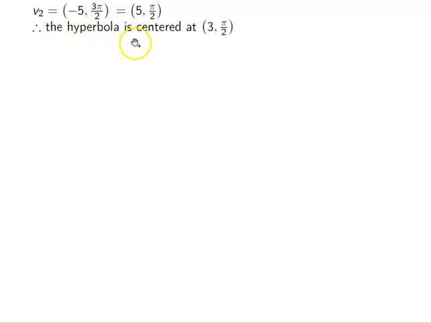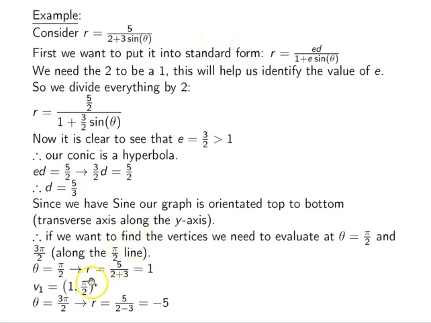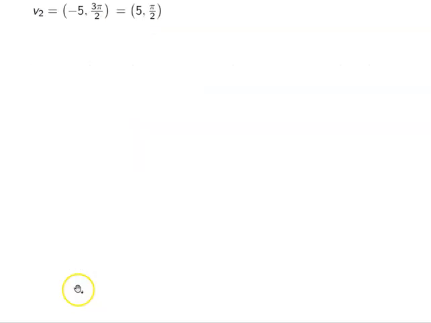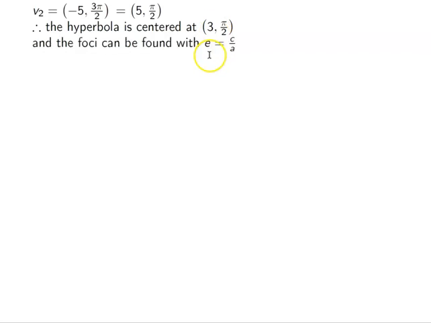So my hyperbola is centered at 3 pi over 2 because 3 pi over 2 is right between 1, pi over 2 and 5, pi over 2, right? So the center is along pi over 2, directly in between those two vertices. Okay, so that's where the center of this is at.